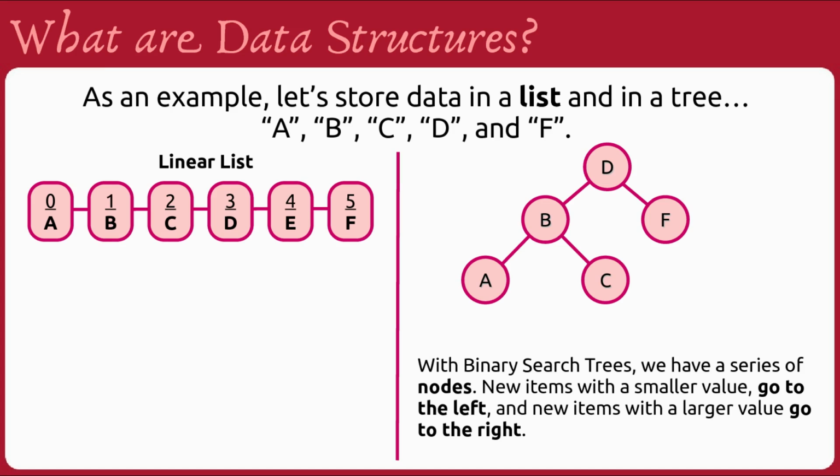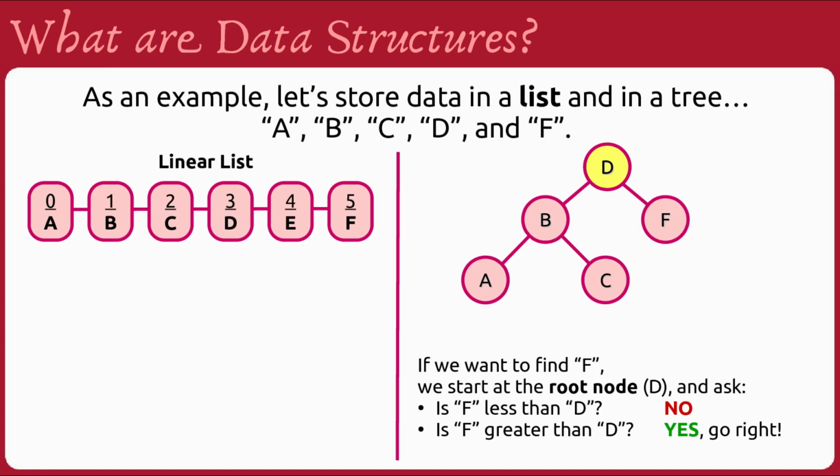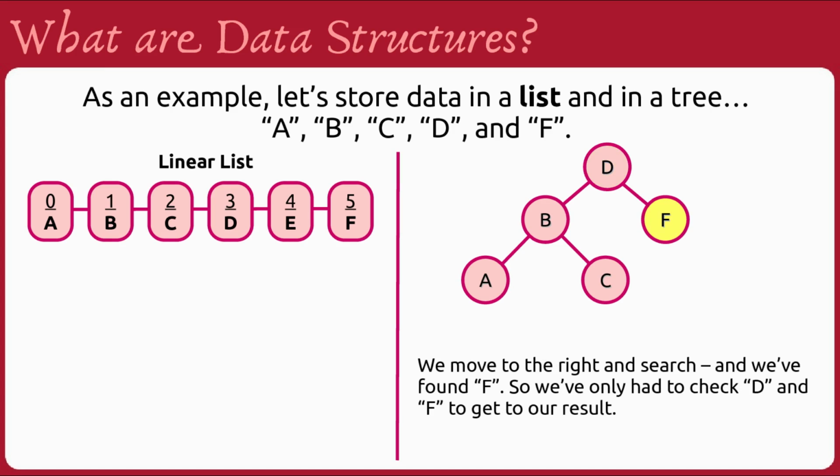With binary search trees, we have a series of nodes. New items with a smaller value go to the left, and new items with a larger value go to the right. Then if we want to find F, we start at the root node, which is D, and ask, is F less than D? No. Well, is F greater than D? Yes, so then we will traverse to the right. We move to the right and check this node. So now we found F. We only had to check D and F to get our result.